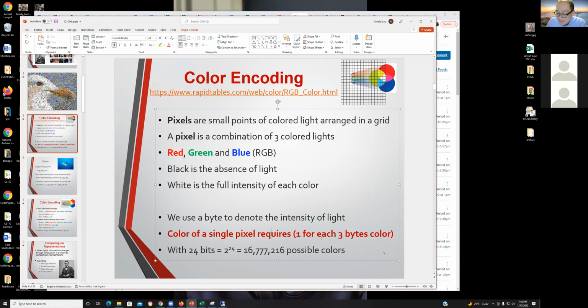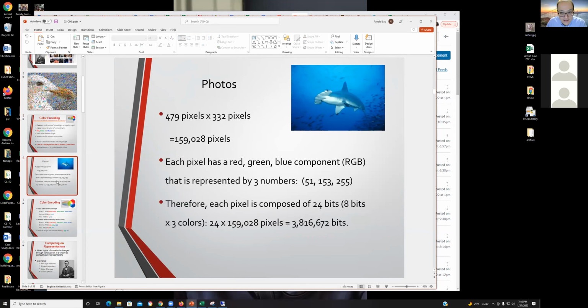So a single pixel, remember, will have 3 bytes, right? One for each color. And so you multiply the number of bytes by the number of pixels to say how much space this would take up, okay?